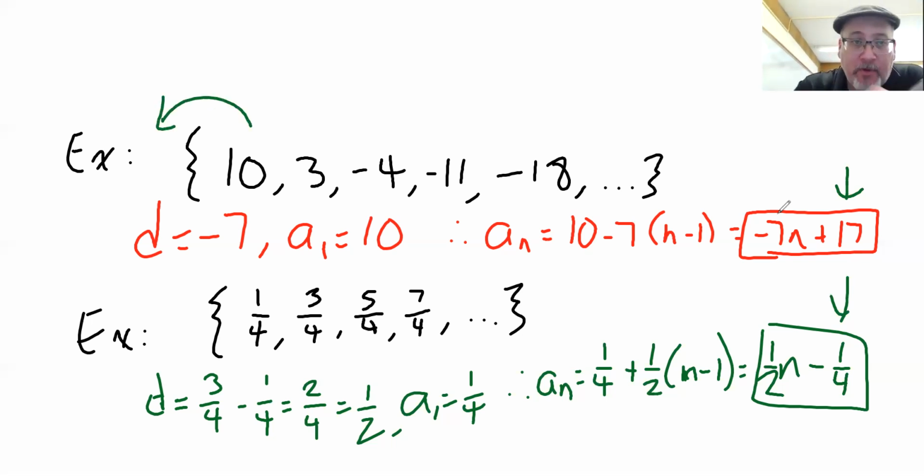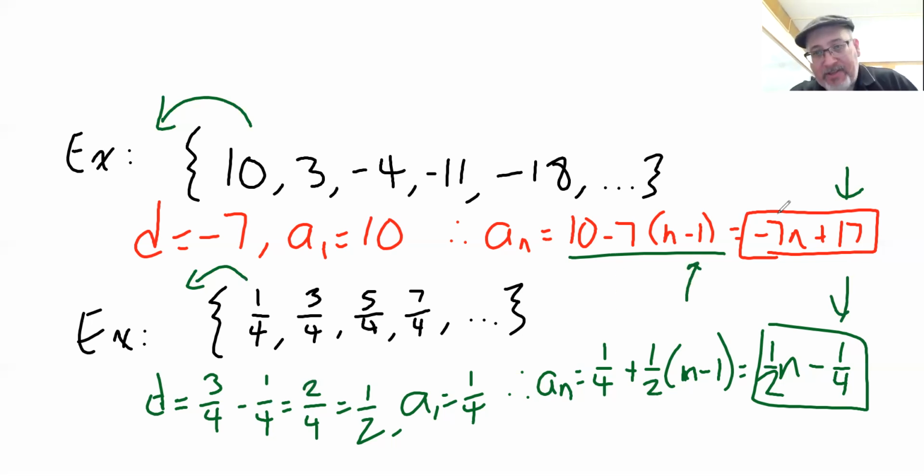So for example, on the top one, going from left to right, we're subtracting 7. If we go backwards, we add 7. 10 plus 7 is 17. On the bottom pattern, going left to right, we're adding 1/2. So going backwards is subtracting 1/2. 1/4 minus 1/2 is negative 1/4. If you think about how we set it up here, it makes perfect sense. We're going backwards one step. But that's a real quick way to get any arithmetic sequence's explicit representation.